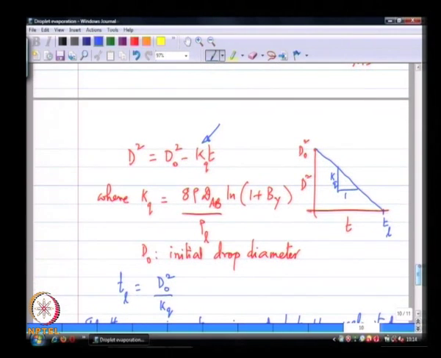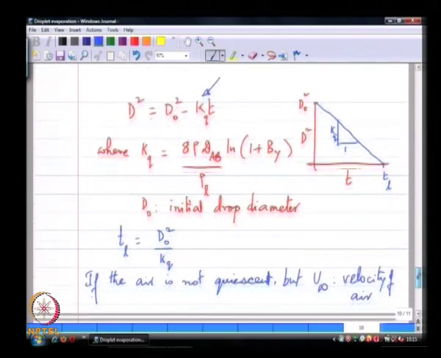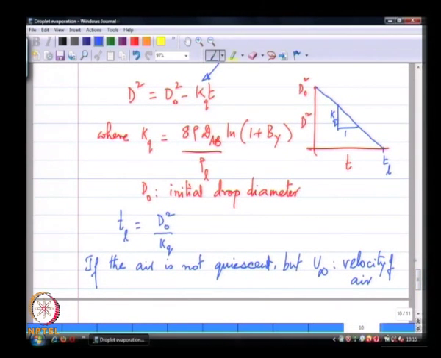So, the point to make here is, of all the properties that influence droplet evaporation, it is the diffusivity that is the most important. The diffusivity of water vapor in air is going to significantly affect the value of K_Q much more than the value of the saturation concentration versus the concentration of water vapor in the infinite ambient. This has a direct consequence to the lifetime of the drop. So, if t_L is the lifetime of the drop, D0 squared divided by this K_Q essentially determines the lifetime.